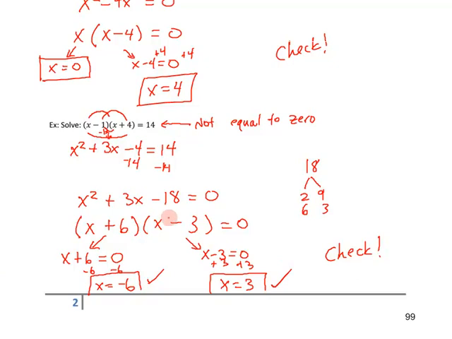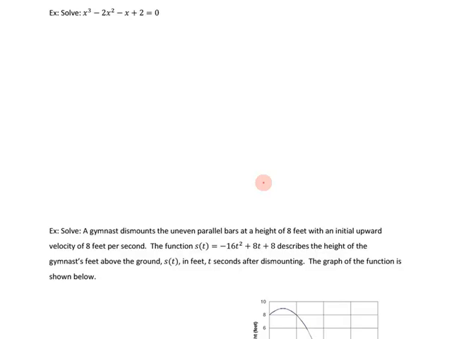Now, if you need to write that out, by all means, do that. It's just a good way to make sure that you've got the right answer once you get to the end. Now, take a look at this problem. We have x cubed minus 2x squared minus x plus 2 equals 0. This is no longer quadratic, right? This is higher degree than a quadratic equation.